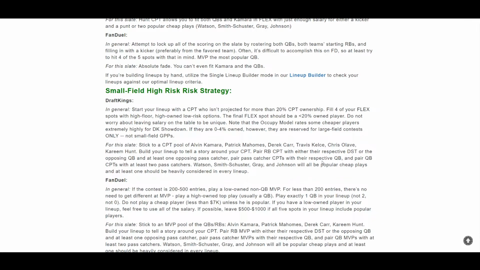He also says build a lineup to tell a story around your captain, of course. So some options for that are pair a running back captain with the respective defense or the opposing quarterback, and at least one pass catcher.